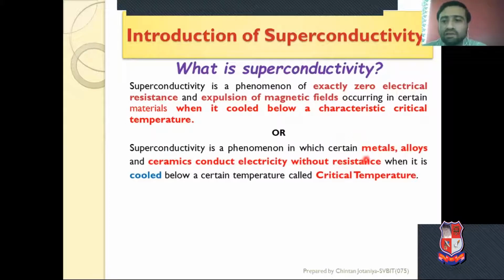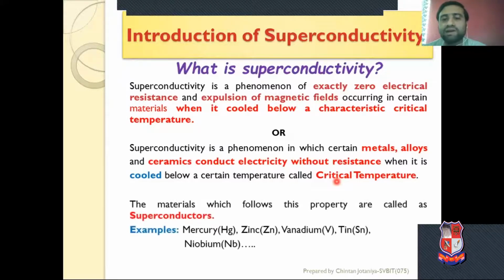phenomenon in which certain metals, alloys, and ceramics conduct electricity without resistance. But this can happen only when it has been cooled below a critical temperature. Then this is the observation. So superconductivity, you can define in either of these ways. First or second way, you can write about superconductivity.